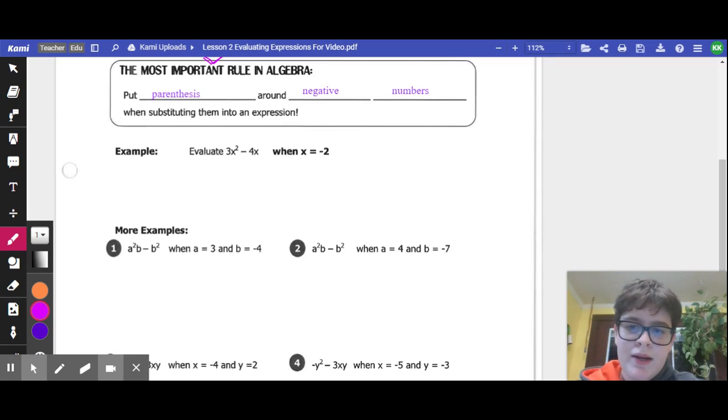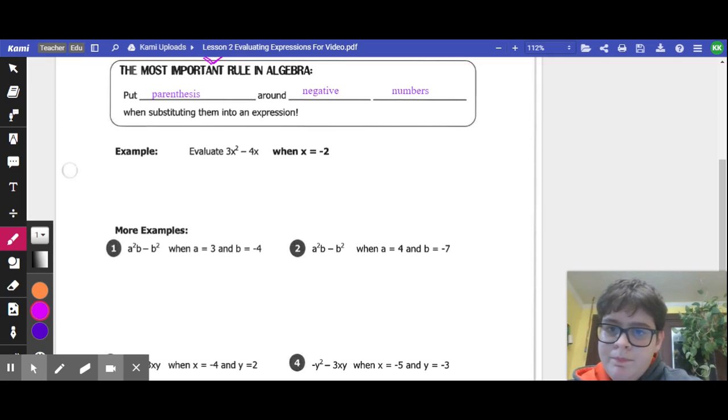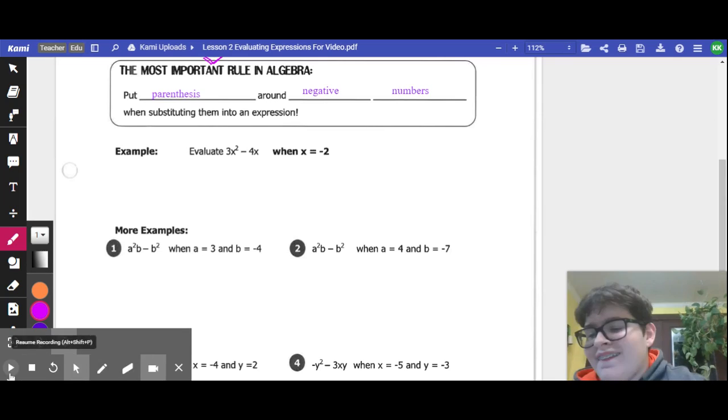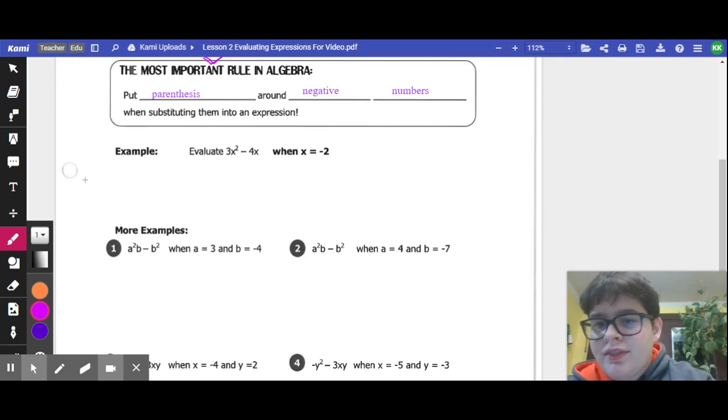And just a reminder, this is an expression, not an equation, because equations will have equal signs telling you what they equal. For this, since it's an expression, we're just going to try and simplify it. So let's write down our expression with the x equaling -2.